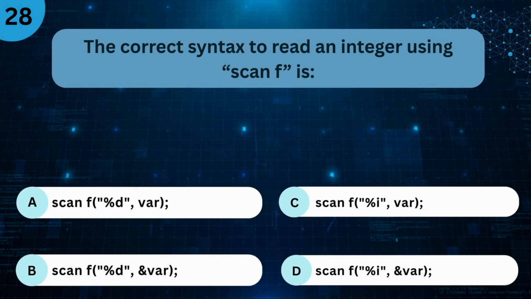The correct syntax to read an integer using scanf is A. scanf("%d", var), B. scanf("%d", &var), C. scanf("%i", var), D. scanf("%i", &var). The right answer is B. scanf("%d", &var).